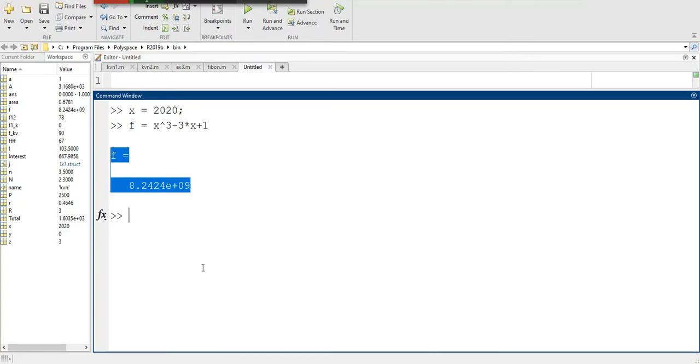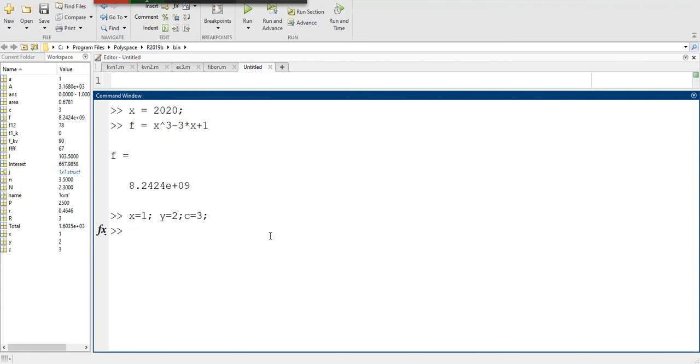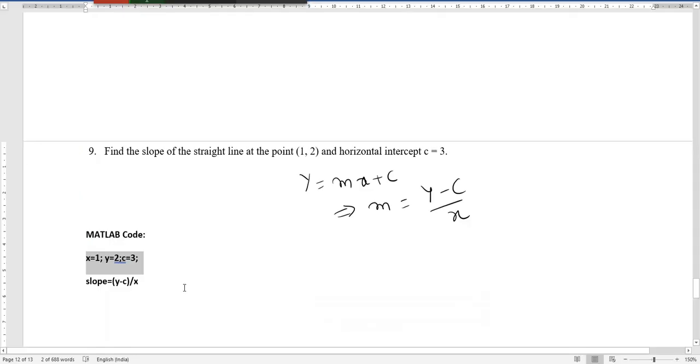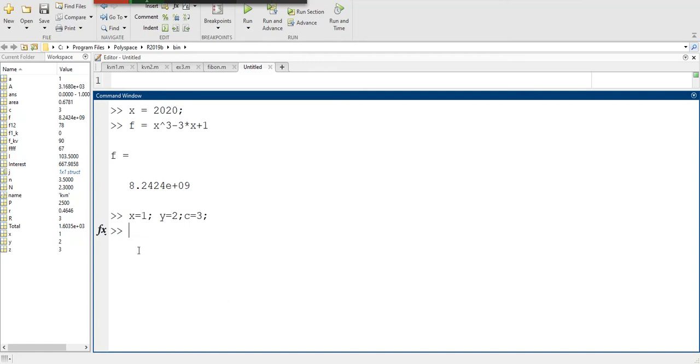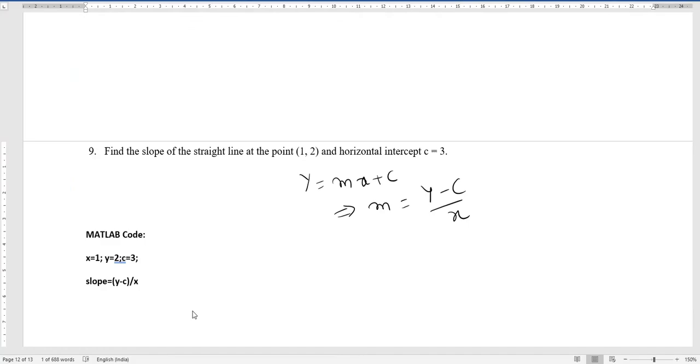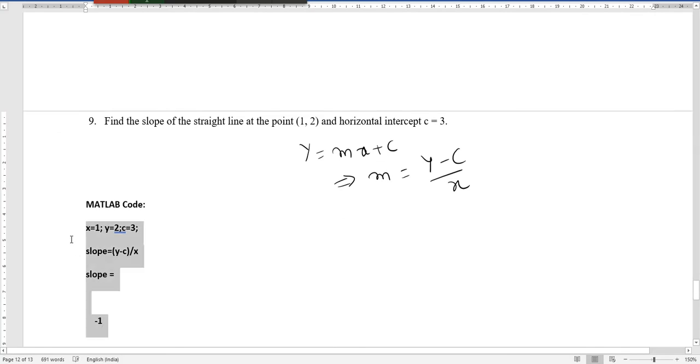Now go to the software. Type the 3 values, initialize, then slope equals to, directly you will get -1. Very simple. Slope equals to -1. Caps is not required. Okay, this is also a very simple question.